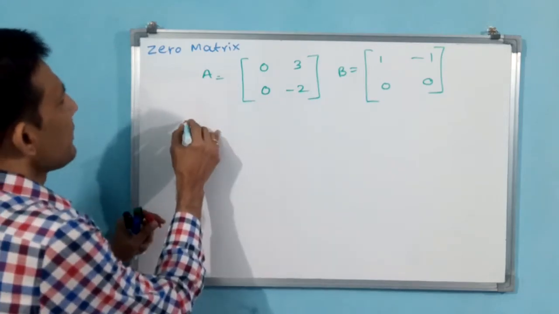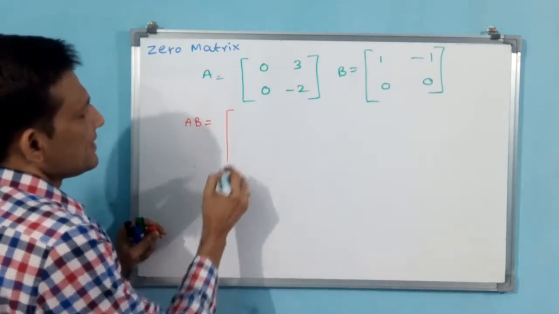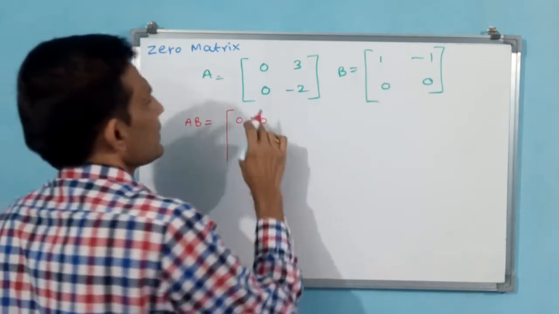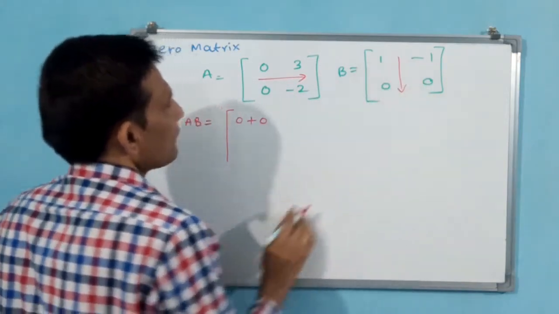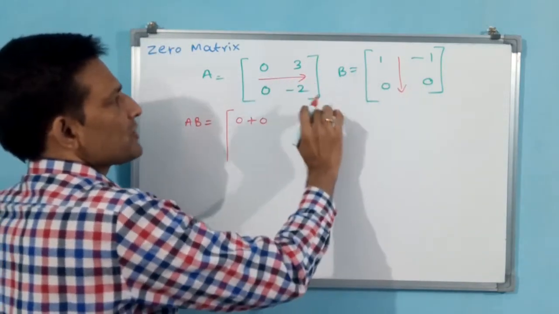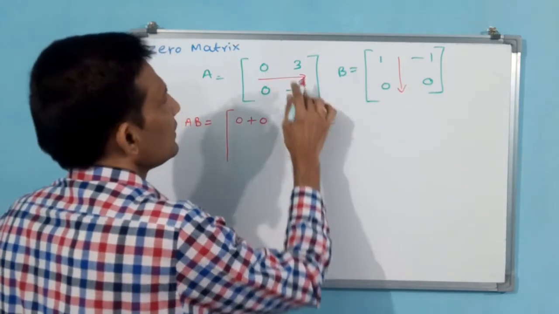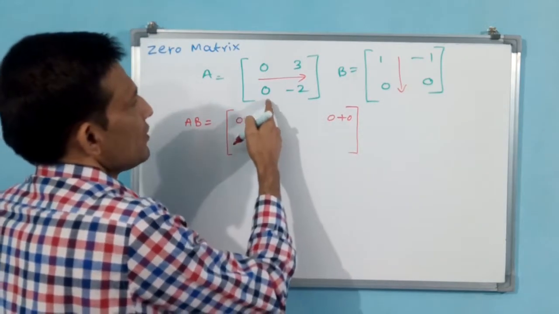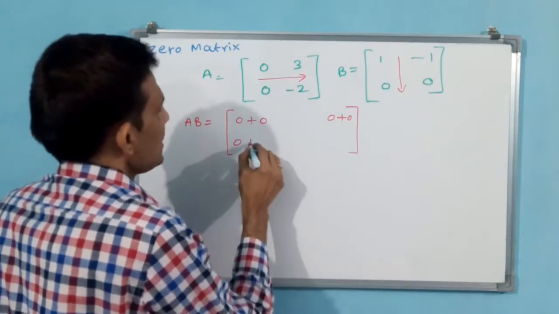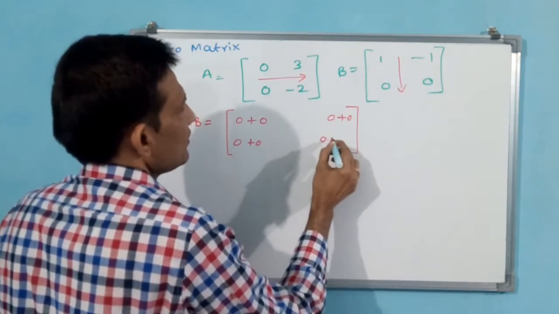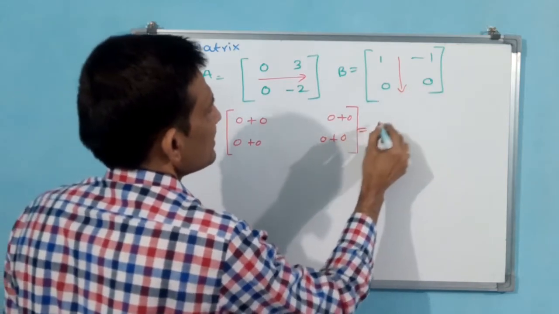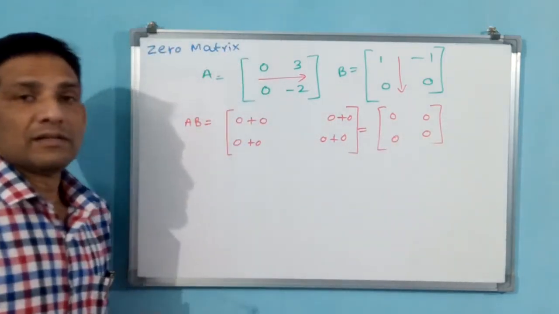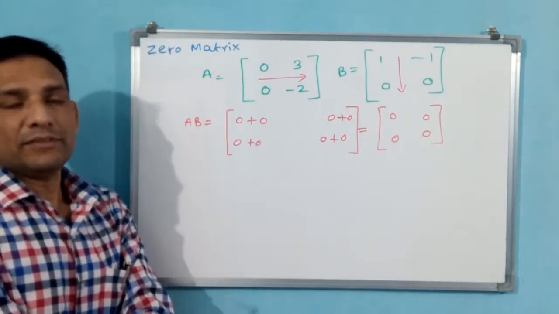Let us do AB. 0 into 1 is 0, plus 3 into 0 is 0. First row, first column is over. Now first row, second column: 0 into 1 is 0, 3 into 0 is 0. Similarly, 0 into 1 is 0, minus 2 into 0 is 0, and again 0 into 1 is 0, minus 2 into 0 is 0. What have you got? AB is equal to 0.